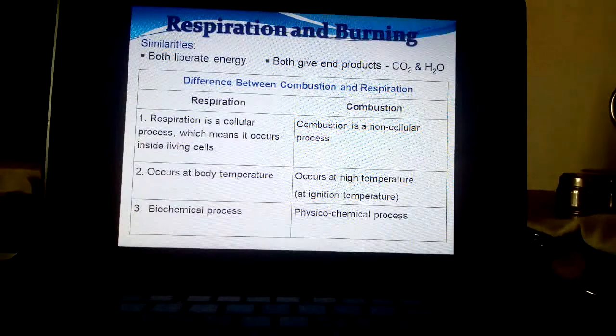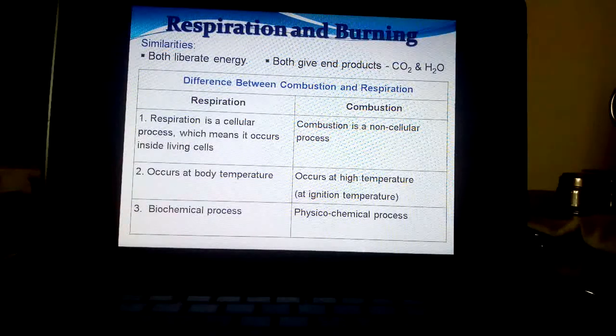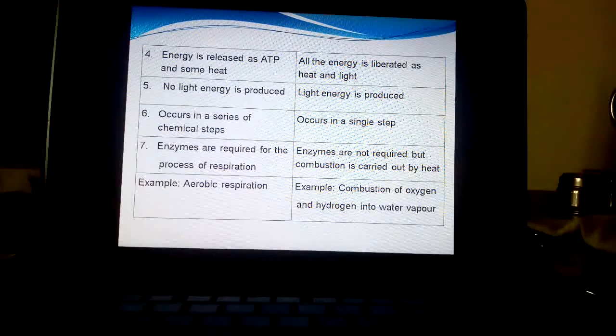Whereas combustion occurs at high temperatures, at ignition temperature. That is, when you burn the paper, a lot of heat is liberated. Is that clear? Respiration is a biochemical process. Bio means life. Chemical means chemical process. So the chemical process which takes place inside the life is respiration. Combustion is a physiochemical process outside, not in the living organisms. In respiration, energy is released as ATP and little heat is released. In combustion, all the energy is liberated as heat and light. When you burn paper, you will see that a lot of heat and a lot of light is liberated.